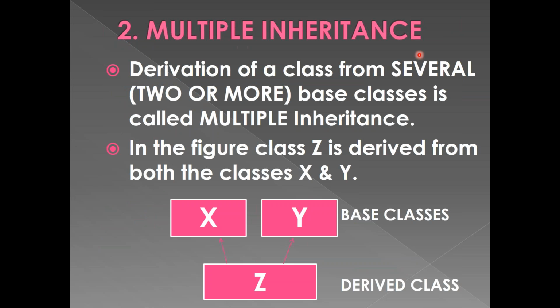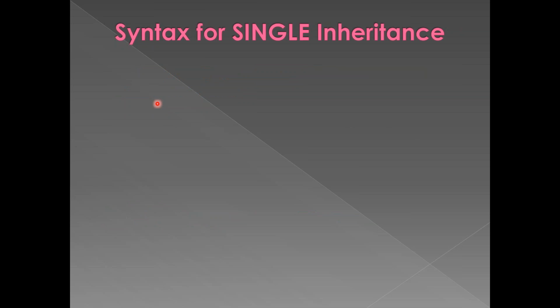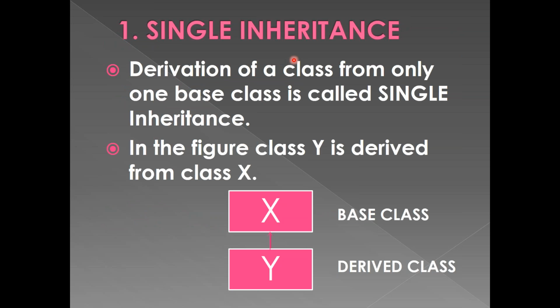Next, multiple inheritance. Derivation of a class from two or more base classes is called multiple inheritance. In the figure, class Z is derived from both the classes X and Y. You may get a bit confused about this, so let us discuss only inheritance and single inheritance right now, and we will discuss more about this in the PPT presentation.